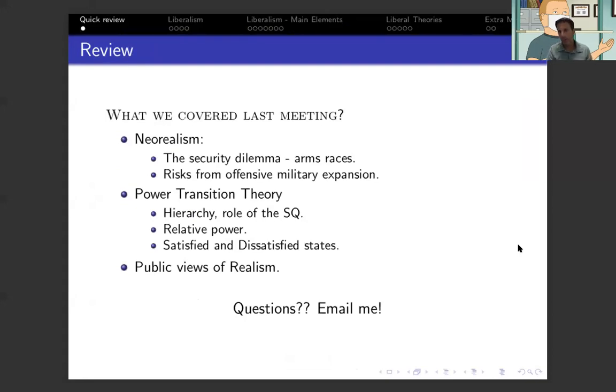On Thursday, I completed a discussion about material theories by reiterating some of the main points related to neorealism, focusing mostly on the security dilemma, which in the vast majority of cases stems from arms races when states decide to expand their security. They face a dilemma because by expanding their own security, they create a feeling of insecurity among their adversaries, and that might lead them to have a lower level of security over the long run. That leads to many aspects related to the risks from offensive military expansion and how that might lead to war eventually.